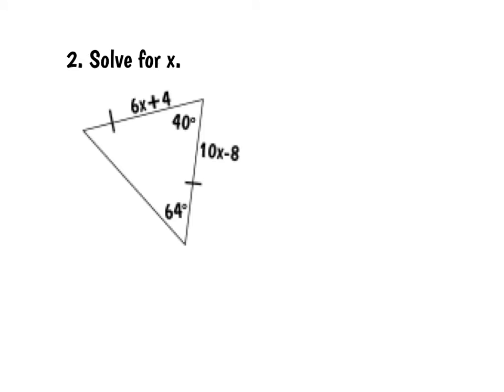Number 2, solve for x. We have a small typo here on this angle here, but that's okay. It doesn't matter because we don't actually care about the angles for this problem. All we care about here, folks, is our congruency, because we have a congruent side here, congruent side there, which means that 6x plus 4 must be equal to 10x minus 8. So we're going to set up our equation, because all we're doing is finding x. 6x plus 4 is equal to 10x minus 8.